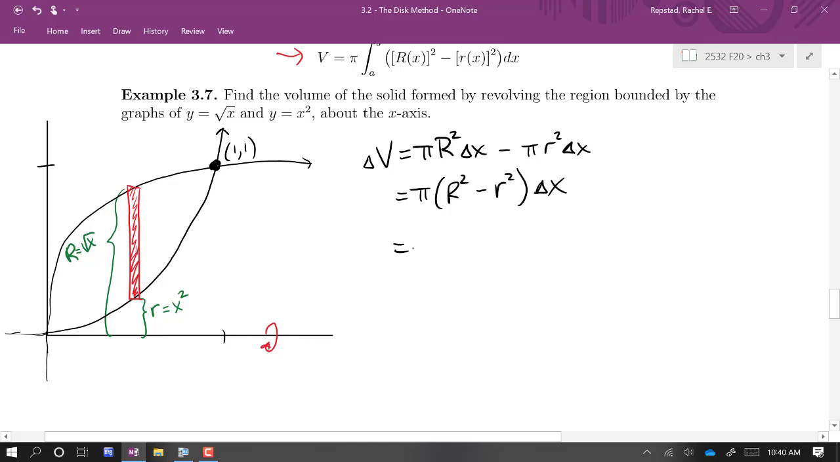So again, I'm not using the length of that rectangle when I set up this volume of the sample washer. What I need is to get big R squared minus little r squared and just simplify that expression. So big R squared is the square root of x squared minus little r squared, oops, that's x squared, delta x. Simplifying this, we get x minus x to the fourth.